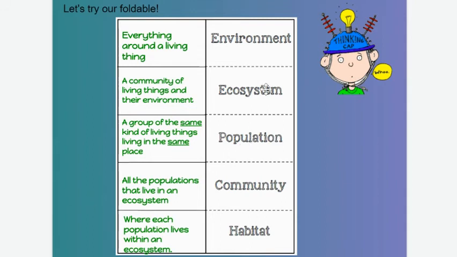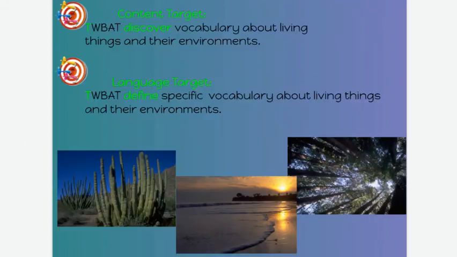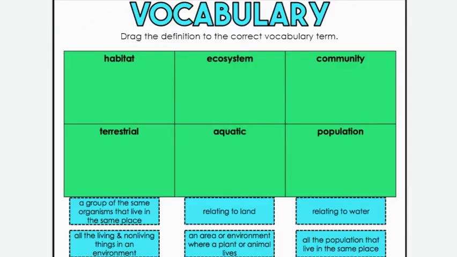Wow, guys, we have learned a lot of words today. Look at this. So, did we meet our goals today? Did we discover vocabulary about living things and their environments? Give me a thumbs up or thumbs down. And did we define specific vocabulary about living things and their environments? Thumbs up or thumbs down. Good job, guys. All right, we learned a lot of different words today.